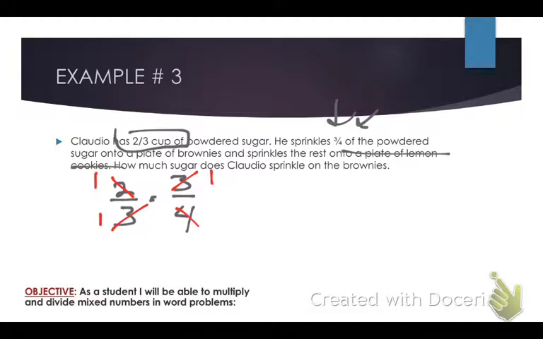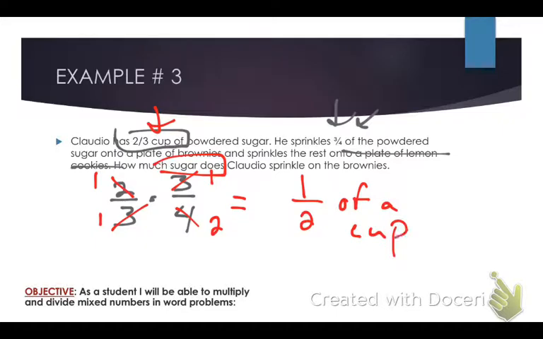How many 2's are in 2? How many 2's are in 4? There we go. We have 1 over 2. Okay, and it says how much sugar? Well, sugar was measured in cups this time, so 1/2 of a cup. Okay, or 1/2 cups. So 1/2 of a cup. That's our answer. Ladies and gentlemen, let's move on.